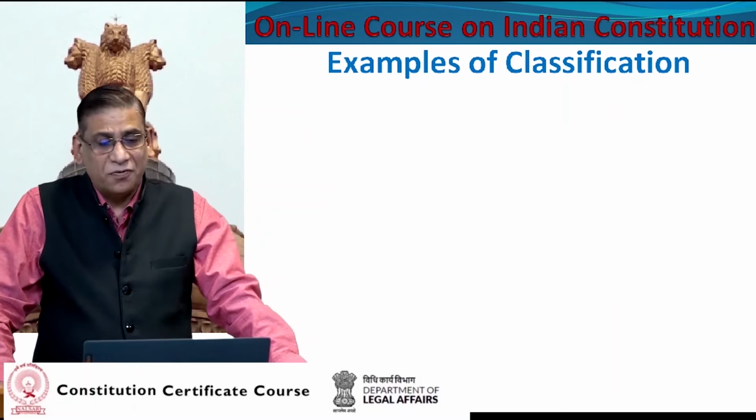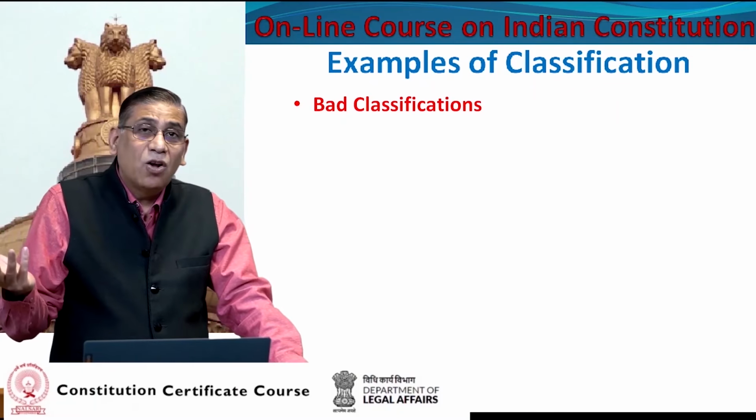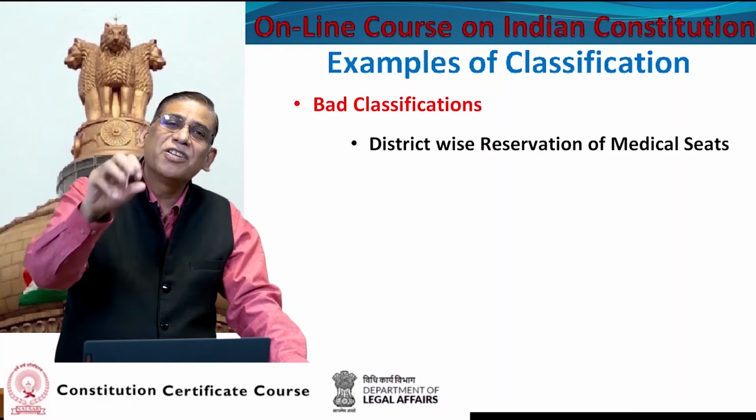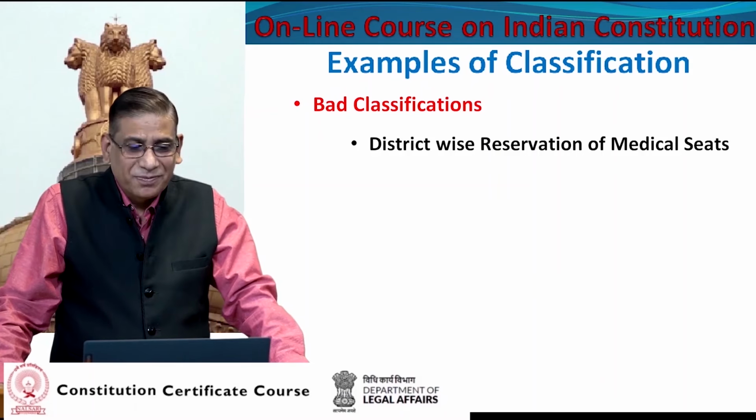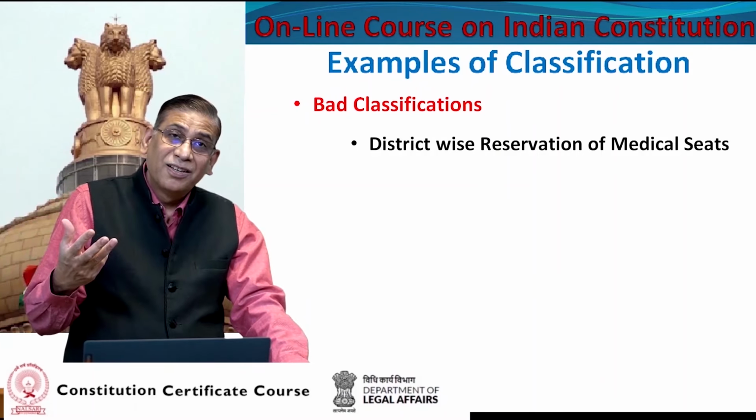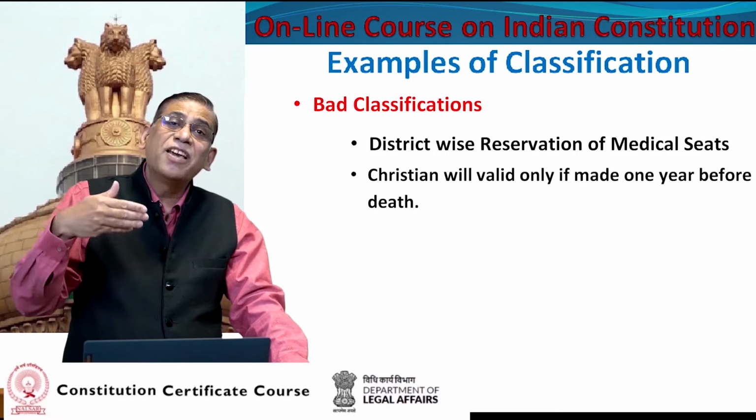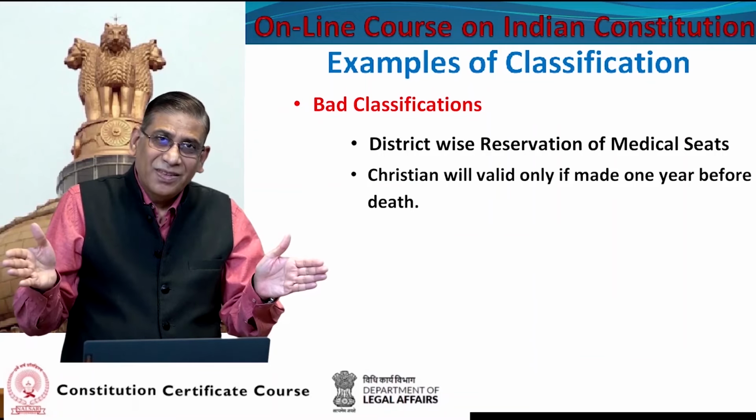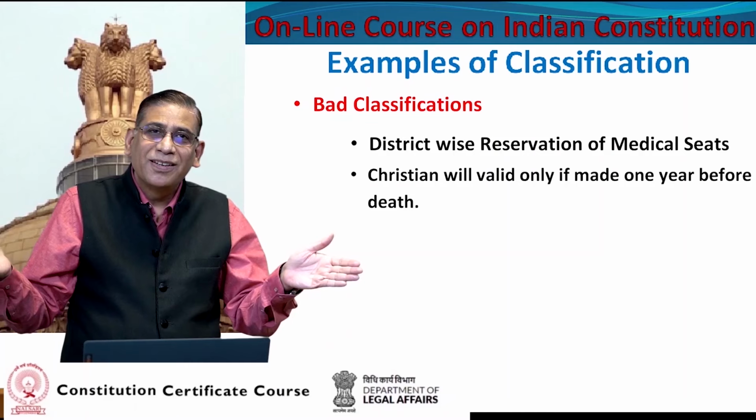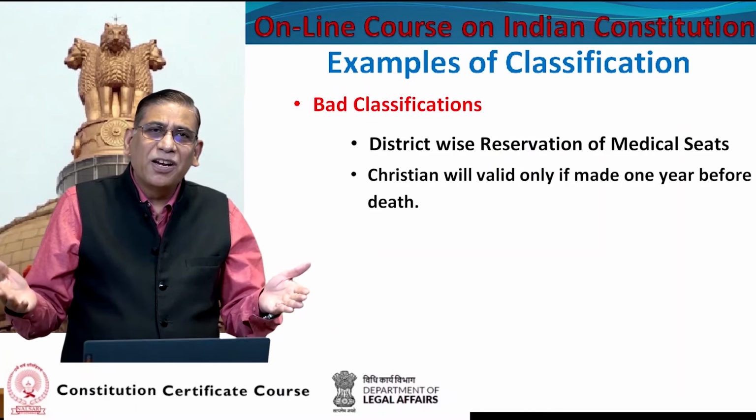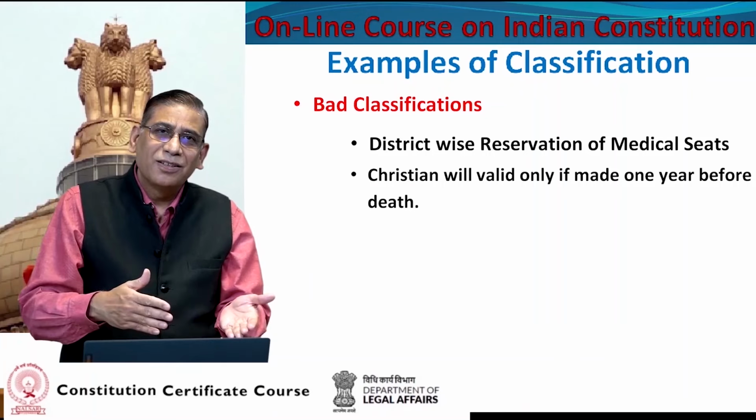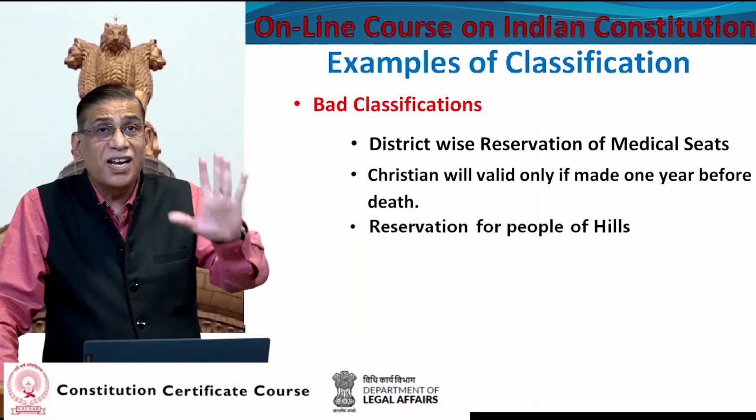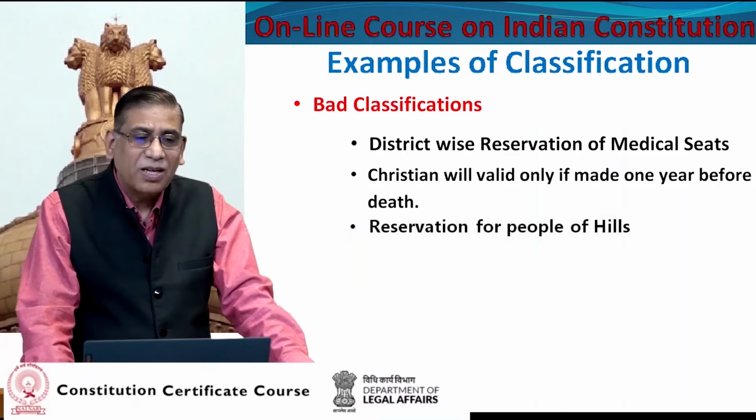Let us look at some of the bad classifications. There was a law which provided for district-wise reservation, that for this district, this much reservation will be there. It was struck down. Similarly, Christian, for instance, if a Christian is making a will, then the will must be made 12 months before his death. Now, this kind of law is not there for other communities. The law of will is very clear. Whatever is the last will before death will be taken as the valid will, and therefore court struck it down. Or the reservation for the people of hills was not accepted as a reasonable classification.